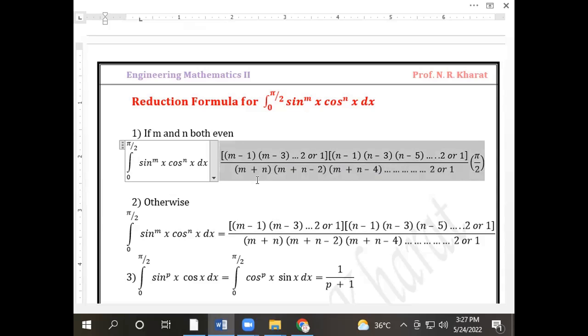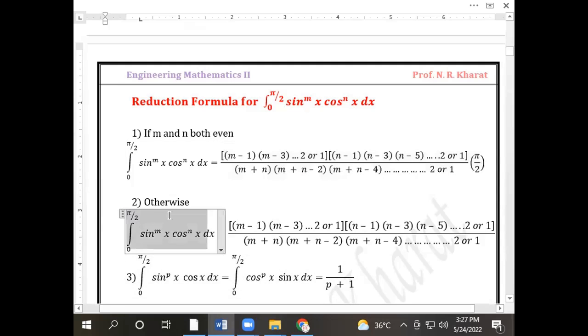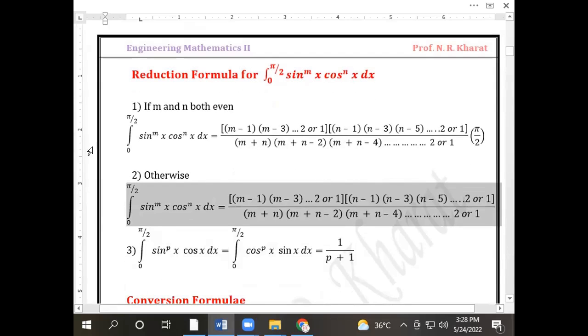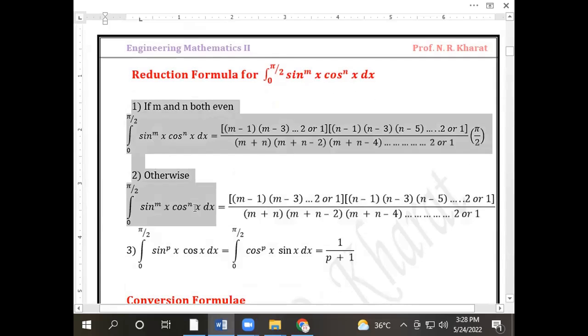And the second case is, if your m or n, any one of them is odd, or both are odd, then the formula is the same. Instead of multiplying by pi by 2, we only subtract the odd numbers from your m and odd numbers from your n. Both products are divided by the summation of your m and n, and we subtract all the even numbers from your summation. These are the two standard formulas for the product of sine and cosine functions.